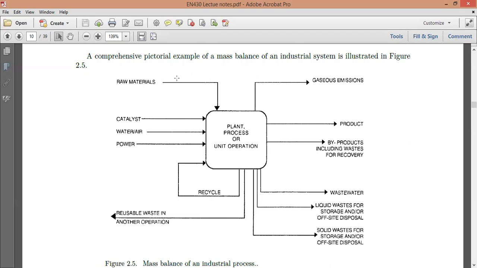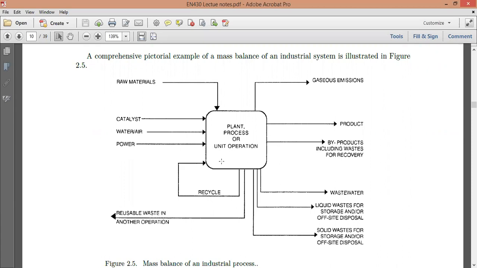So for inputs, what can we identify as inputs? Raw materials could come in. A catalyst could be added. Water or air could be added. Power also. Someone had asked whether we could add power as an input. It's arguable, but it could come in as an input somehow. But the whole point of power is basically just to control the temperature. So you have those inputs there.